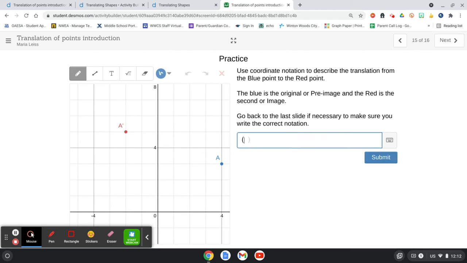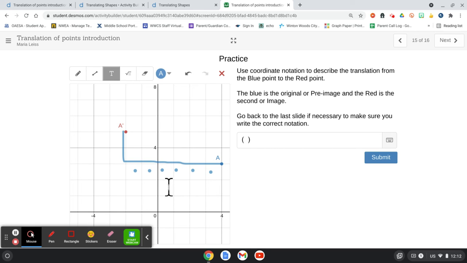So I need to start with parentheses. What some students find easy is they take the drawing tools and sketch out that path. So it went over and then up. How many blocks over did it go? 1, 2, 3, 4, 5, 6. Did it travel in a positive or a negative direction? When I move to the left, I'm going negative. So this is -6.